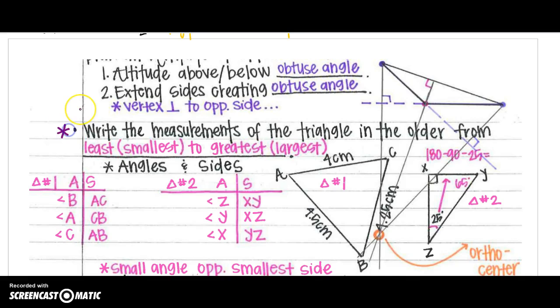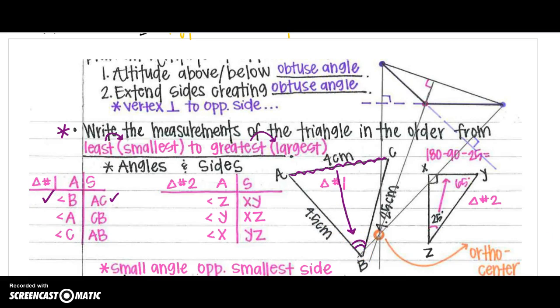All right, on the back, let's move down to writing the measurements of the triangles. Right down here. We'll skip over the altitudes. From least to greatest. Remember, least means smallest. Greatest means largest. So when I'm looking at this triangle ABC, triangle number 1, I'm looking for the shortest side. Well, 4 is the shortest, so that's where I get AC. And I know that the angle opposite that, angle B, will now be the smallest.